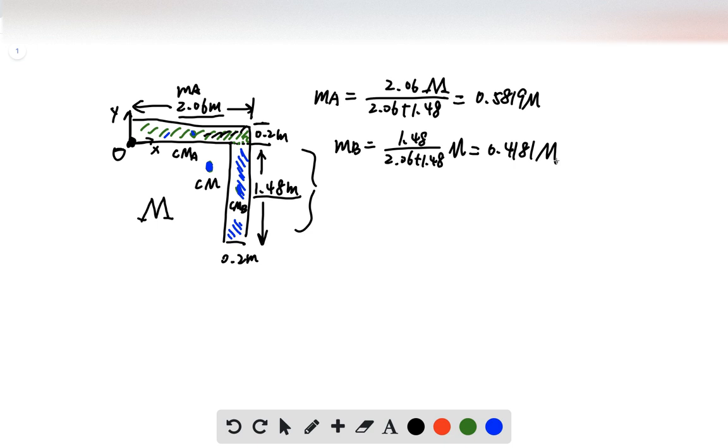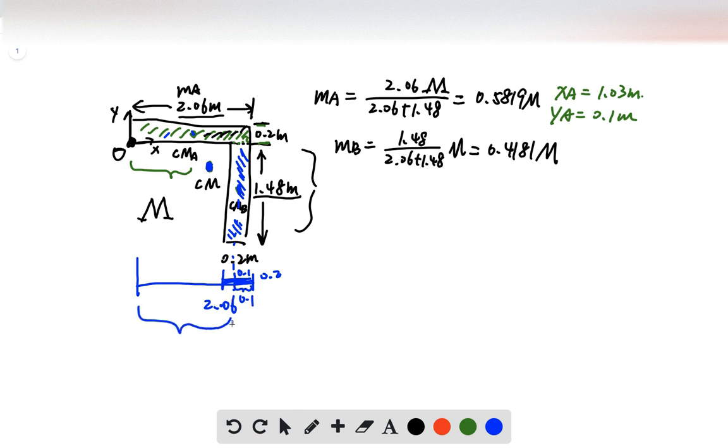And then let's look at the position of it. For MA, we have this distance is just half of 2.06. So we have XA equals 1.03 meter. What about Y? This is 0.2, so YA equals 0.1 meter. Same for MB, but MB, the center of mass, is around here. So we know this is 2.06 and this is 0.2, meaning this is 0.1. So we are looking for this distance. XB equals 2.06 minus half of 0.2 meter, which is 1.96 meter.